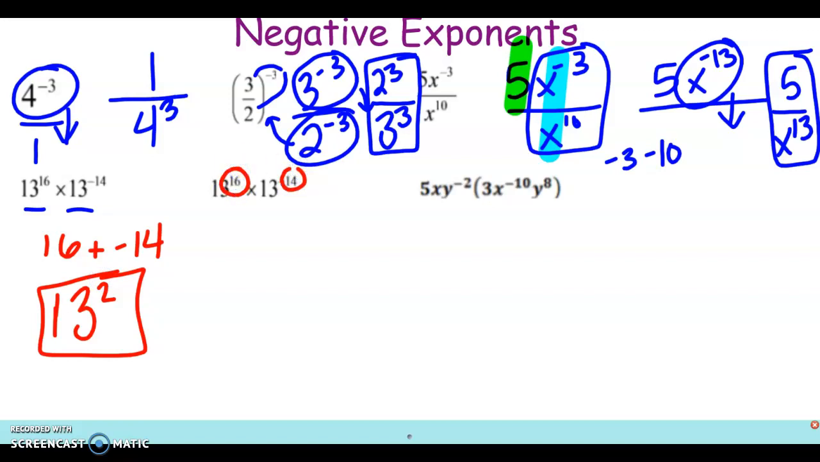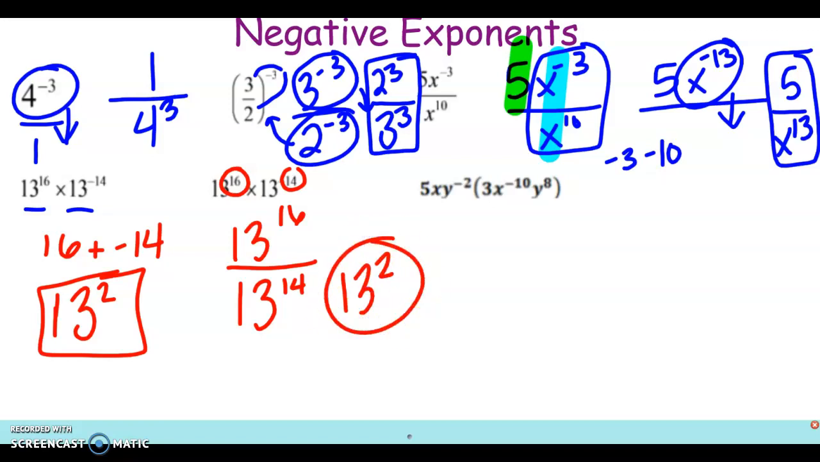So we're going to write it out, here's how I would do this. You have 13 to the 16th over 13 to the 14th. So this is the same problem, I'm just showing you a different way to do it. If I subtract, I could write it out in longhand, but if I subtract it, I'm going to end up with 13 squared anyway.